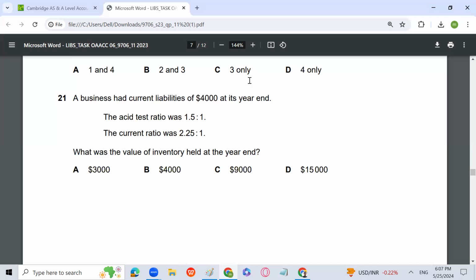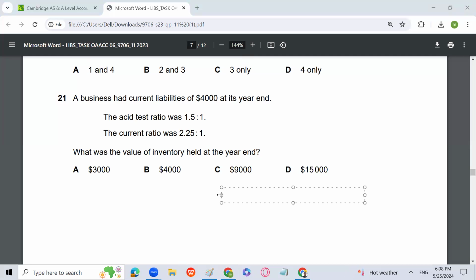B is the answer. A business had current liabilities of 4,000 at its year end. The acid test ratio was 1.5:1. The current ratio was 2.25:1. What was the value of inventory held at the year end? You need to solve this question properly, otherwise you won't be able to solve it.